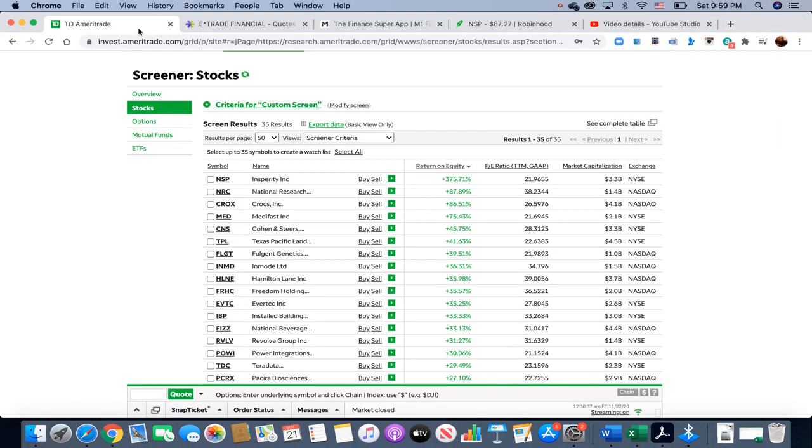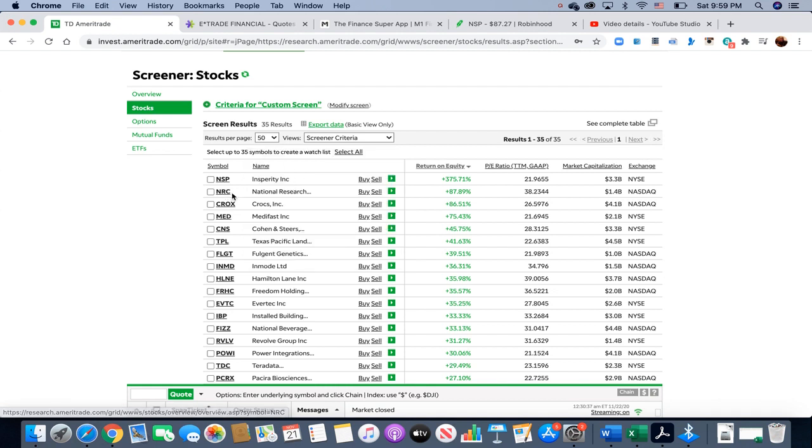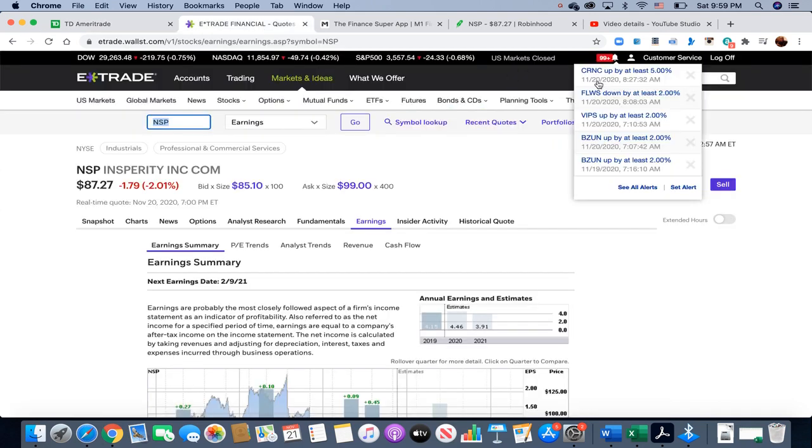So let's go to the next guy, which is NRC. This is healthcare. Obviously, healthcare is something that we should probably invest in, only because the population keeps aging, so this is one of the industries you kind of want to take a look at. So NRC, its return on equity is 87%. Let's go here and check out NRC.